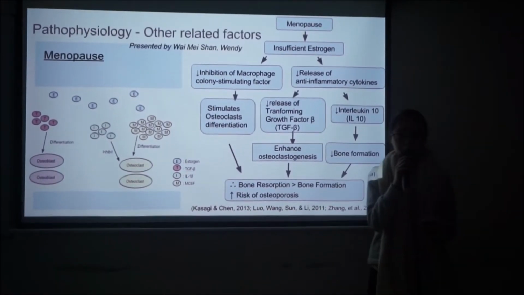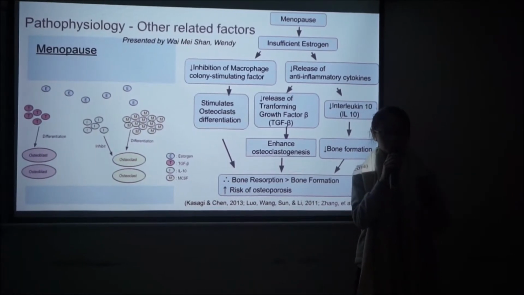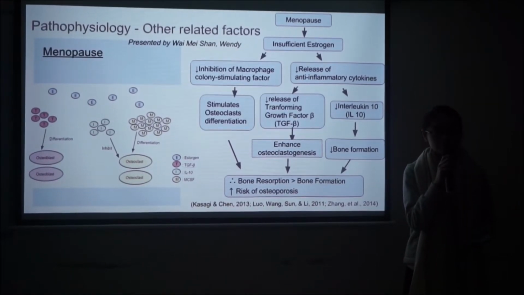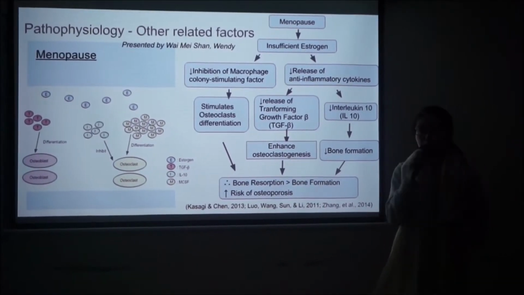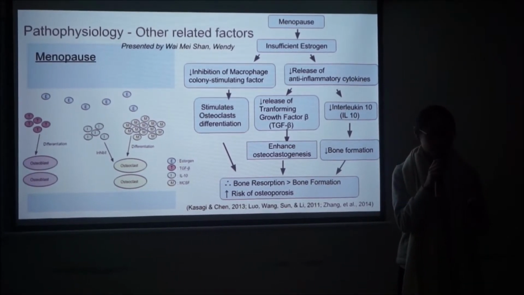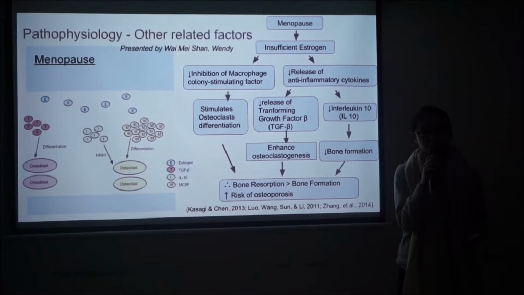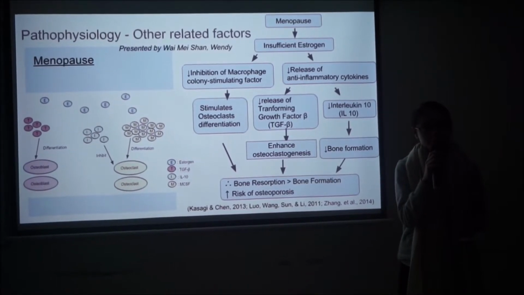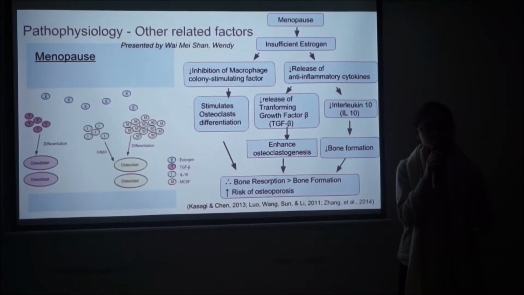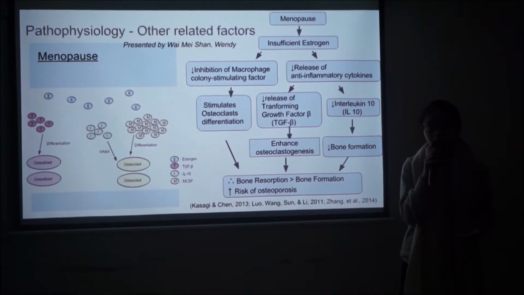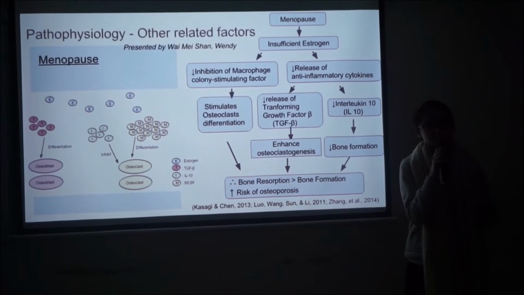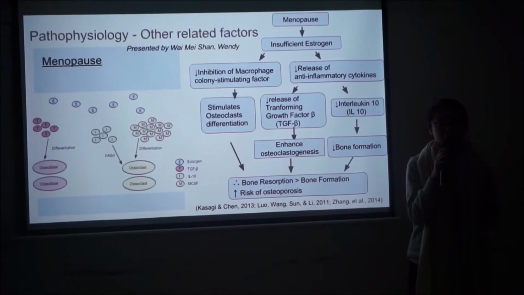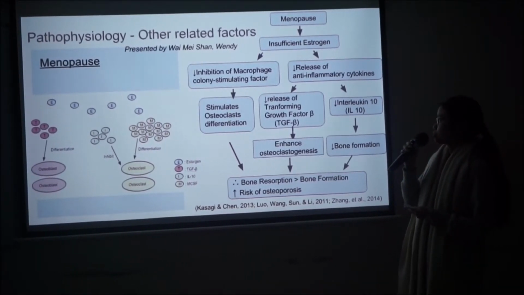After menopause, ovary function is decreased, then it produces inadequate estrogen. Macrophage colony-stimulating factor is a factor to promote osteoclast survival and differentiation. Insufficient estrogen level decreases the inhibition, which stimulates osteoclast activities. Moreover, there is decreased release of anti-inflammatory cytokines, for example, transforming growth factor beta and interleukin-10. Decreased release of transforming growth factor beta is a promoter of osteoclastogenesis that enhances bone resorption. On the other hand, decreased release of interleukin-10 will reduce bone formation.